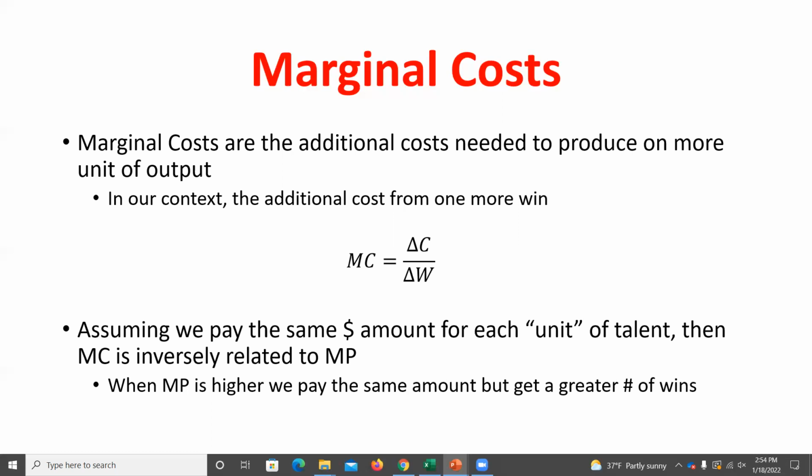10 additional units. Well, if every unit of talent costs me the same amount, and we're not necessarily thinking about the number of players here, but the amount of talent, units of talent, then as I want to win a higher number of games, I need a higher number of units of talent, which is going to cost me money or increase my marginal cost for that 1 additional win as well. So these two things are kind of inversely related.